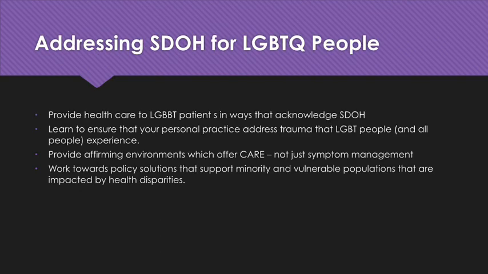So how can we, as healthcare providers and mental health providers, address social determinants of health for LGBTQ people? Well, first of all, we can provide care that acknowledges the social determinants of health, and ensure that our personal practices address trauma that LGBT people experience, and really that all people experience, and provide affirming environments which offer not just symptom management, but real care that people can expect and trust. And then work towards policy solutions that support minority and vulnerable populations that are impacted by health disparities.